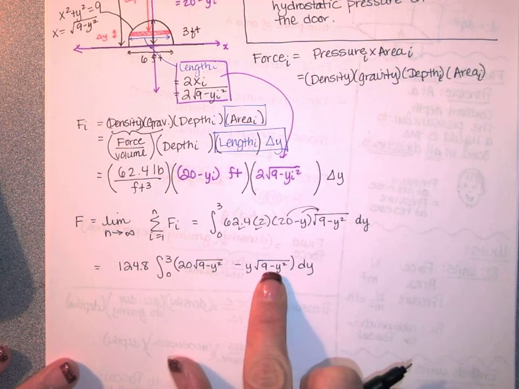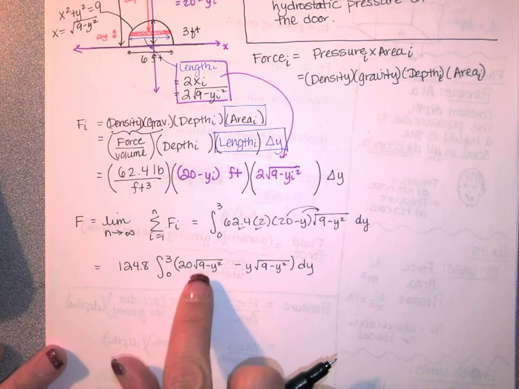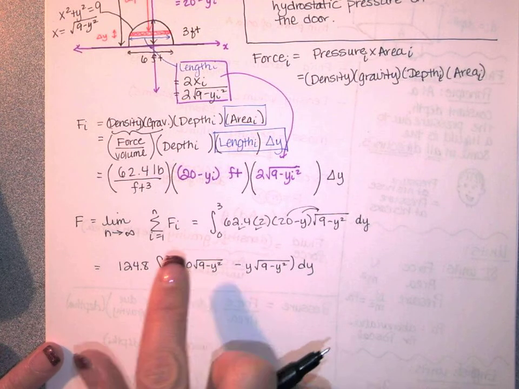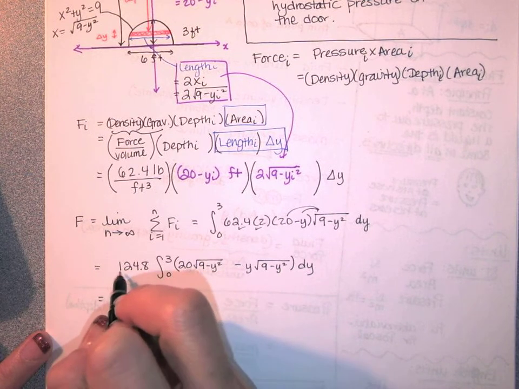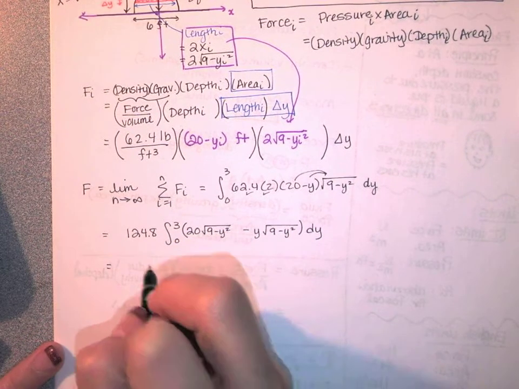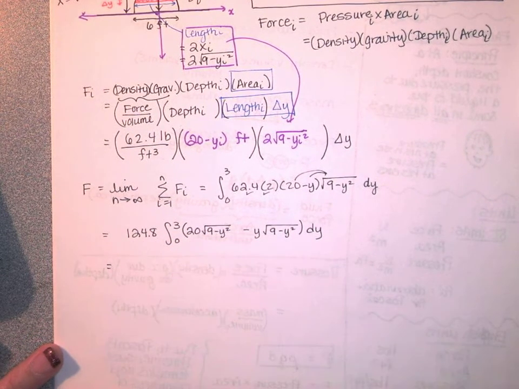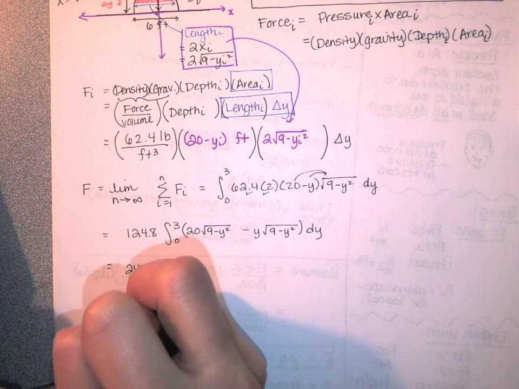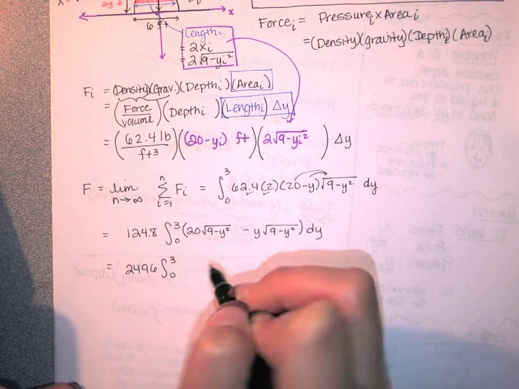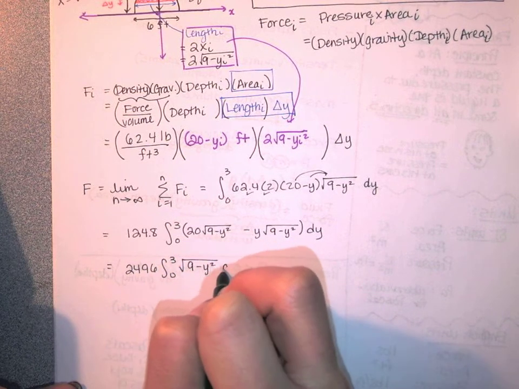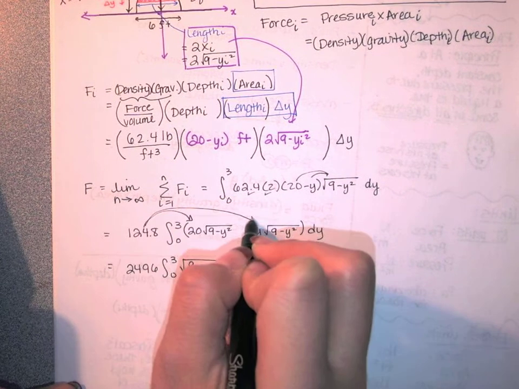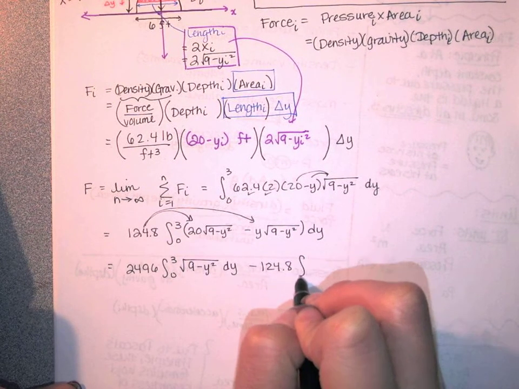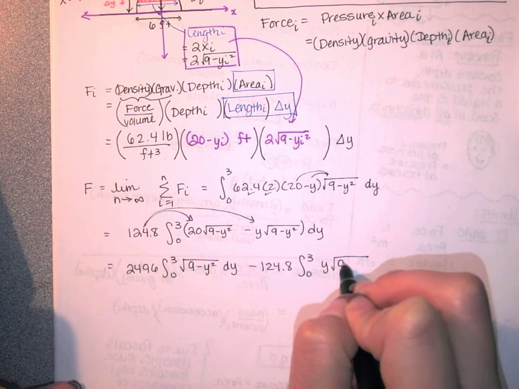To evaluate this integral, I can do a u sub, and this one requires trig sub, but I can use geometry to get around that. So I'm going to use geometry to get around this. I'm going to split this into two integrals. Don't forget to distribute that 124.8. So I have 20 times the 124.8. It's 2496 times the integral from 0 to 3 of this square root. And then I have a minus, I'm distributing that 124.8, minus 124.8 times the integral from 0 to 3 of y times the square root.